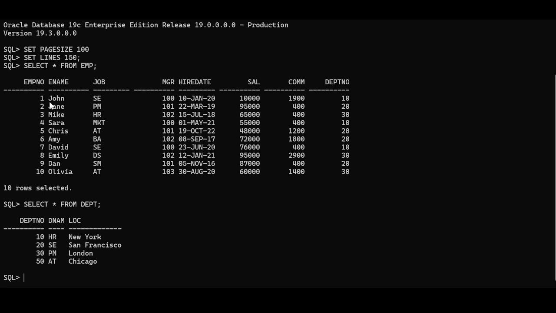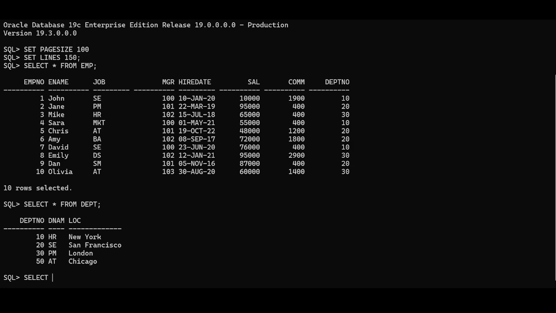What I want to do is find the employees who are working in the London location, right? Always remember, when you're going to deal with two different tables, try to find the common column name. For the employee table, the common column name is DEPTNO, and in the department table, the common column is also DEPTNO. So first we will write a join query by using this common column name.